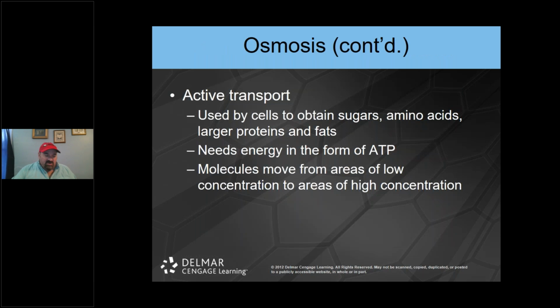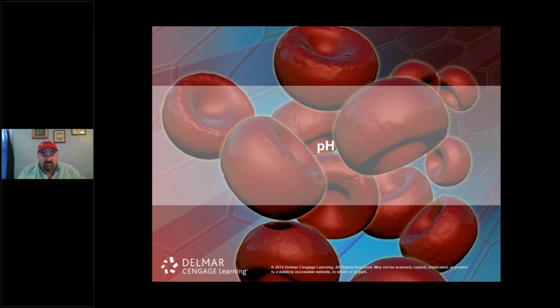And again, this term active transport, you require energy. So that's the ATP that you'll require in order to do this. And so it's an active form of transport, whereas diffusion, osmosis, we're looking at a passive transport.